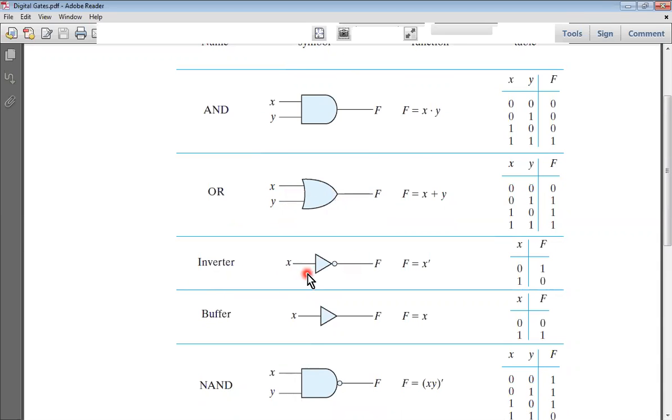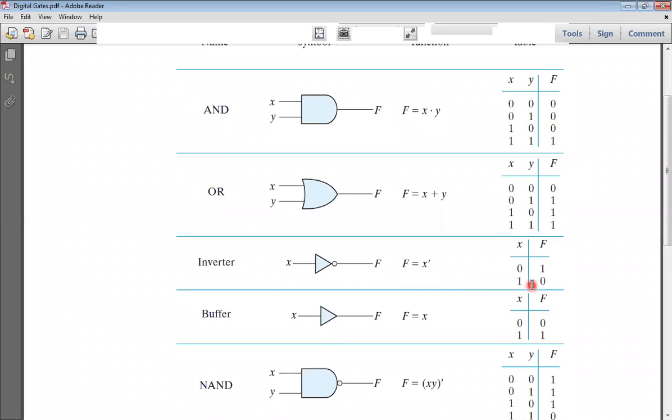Next, another main gate is the inverter. Its symbol is shown here. It takes only one input, unlike the AND gate or OR gate. It takes only one input and produces one output. And let's say X is the input and this is the symbol and F is the output.